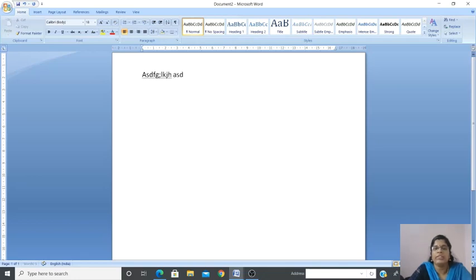Leave a space, then A, S, D, F, G, semicolon, L, K, J, H again. Repeat this a few times, leaving a space each time. Then leave a double line spacing, and again type A, S, D, F, G, semicolon, L, K, J, H, leaving a space and repeating.